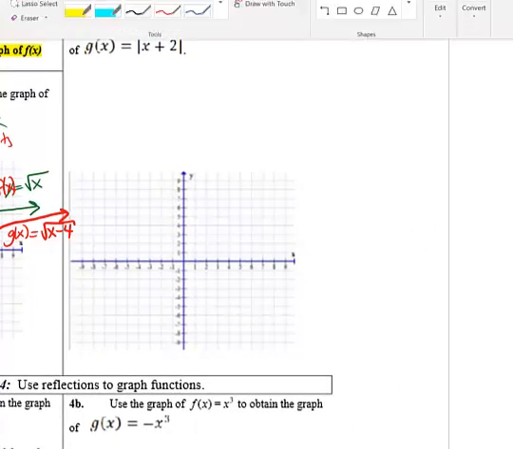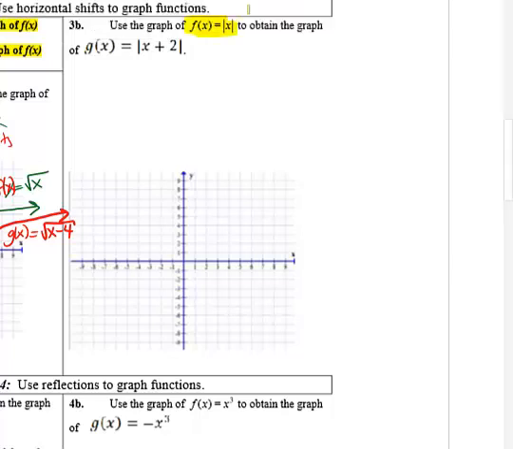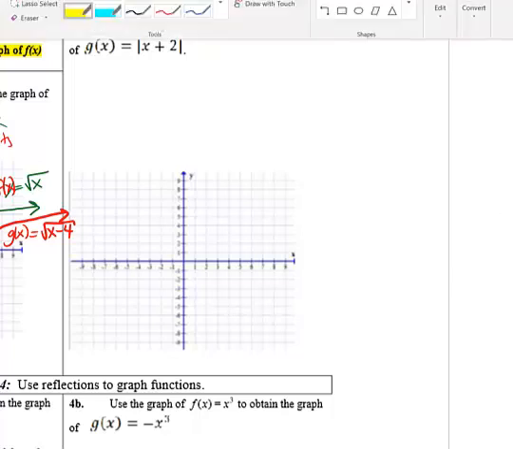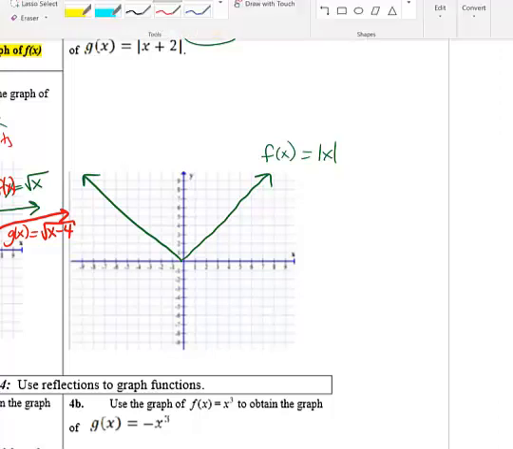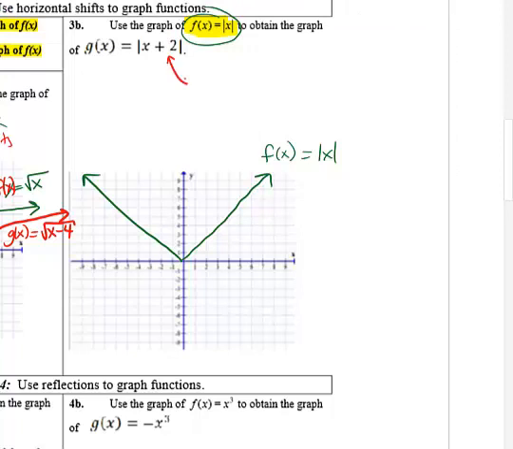This one has an absolute value. So maybe I'll try to graph f of x equals the absolute value of x first, and then we'll work on what they want us to graph. So use the graph of that guy. That guy's a V-shape, something like this. So there's our normal absolute value function. And then I have to think about which direction this 2 would move it. It's either moving 2 units up, down, left, or right.